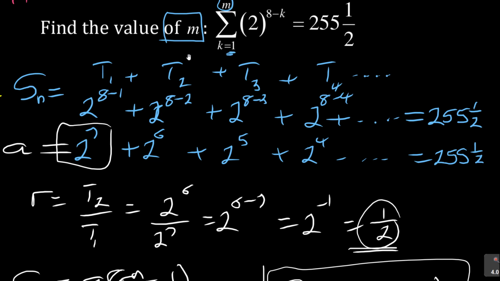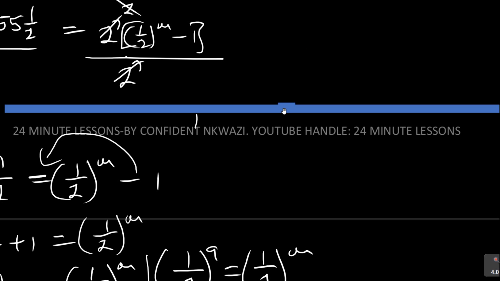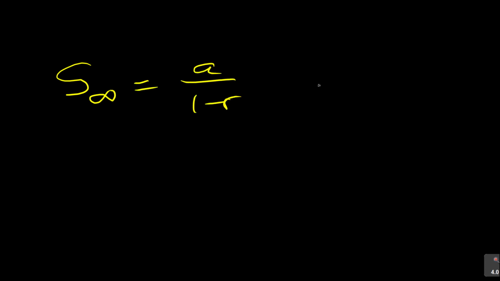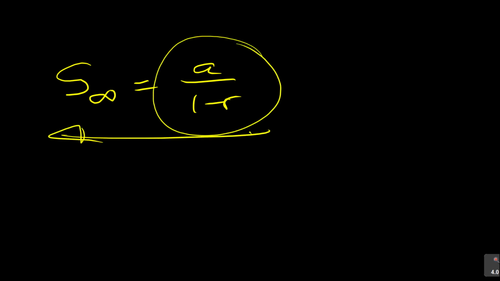Join me in the next lessons where I look at the sum to infinity. You need to know. Remember, when we're talking about sum to infinity, what are we saying? We're using this one. S to infinity, what is the formula? A over 1 minus r. Remember, now, very, very important part. Now you need to join the next lesson.